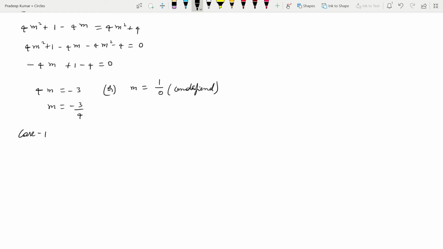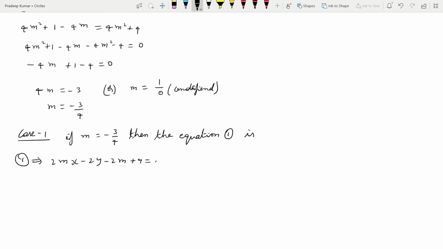So I can write the first equation as, if m equal to minus 3 by 4, then the equation 1 is, so what was the equation 1? That is 2mx minus 2y minus 2m plus 9 equal to 0. So this we have already solved above. You can go up and check, then you will get it. So I can write this as 2 into the m value, which is minus 3 by 4, into x minus 2 into y minus 2 into the m value, minus 3 by 4, plus 9 equal to 0.